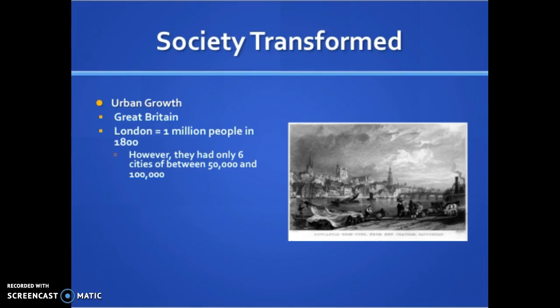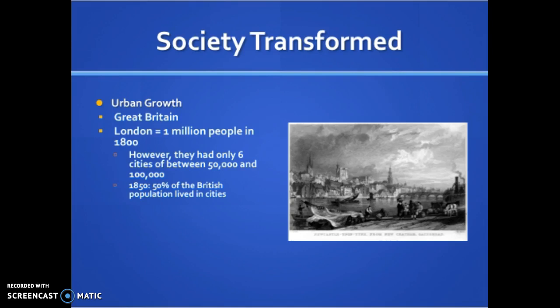Take Great Britain, for example. The city of London had 1 million people in 1800. However, in the rest of the nation, there were only 6 cities with populations between 50,000 and 100,000. So in other words, most people in Great Britain in the year 1800 still lived in the countryside. They still lived in rural areas. The Industrial Revolution is going to change that. By 1850, 50% of the British population lived in cities. That's a huge transformation.